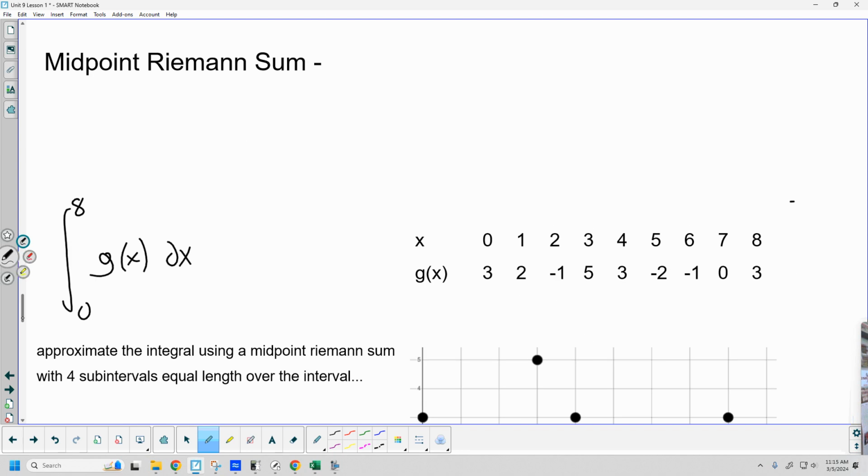Hold the phone. I'm changing up the accumulation. Now I'm finding the accumulation of G. And all of a sudden I got a bunch more points. We're going from 0 to 8, and I got a bunch of points in between. I'm going to read my prompt. Approximate the integral of the accumulation using a midpoint Riemann sum with 4 subintervals of equal length over the interval. Okay, now, pause.